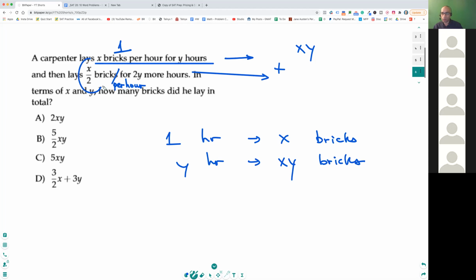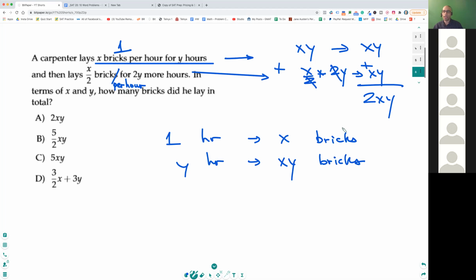Now, what do you get over here? x over 2 bricks per hour for 2y more hours. So you're going to have x over 2 times 2y. This could be confusing for some of you. There's no magic here. It's just x over 2 bricks per hour, and there are 2y more hours, so the 2 and 2 cancel out, and you're left with just xy. So you've got xy from this one, and xy from this one, and then you just add them to get 2xy.